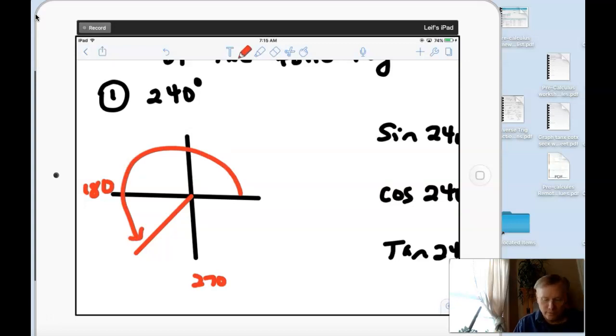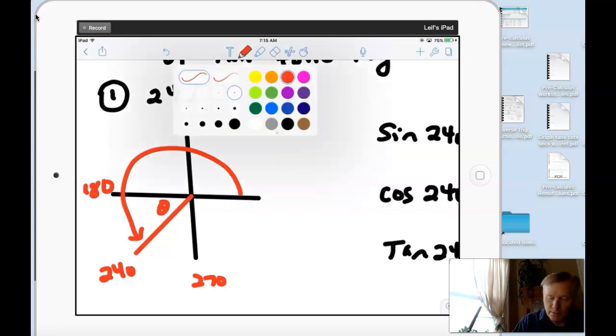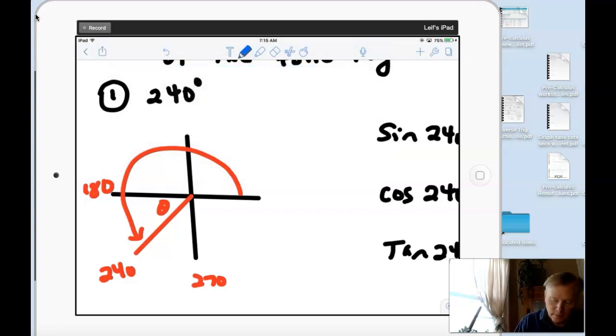And then I need to find out what the reference angle is. The reference angle will be that between the 240 degree line and the x-axis. Remember, the reference angle always goes to the x-axis. So if I subtract 180 from 240, I get my reference angle, which in this case is 60. So that's my reference angle.